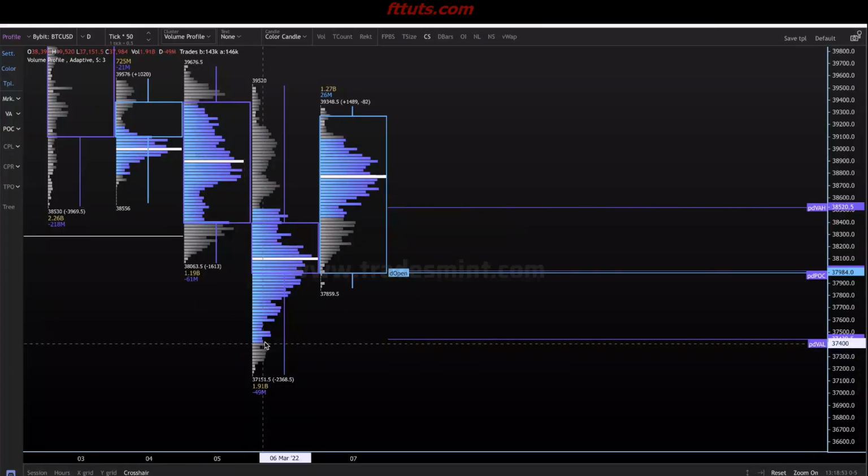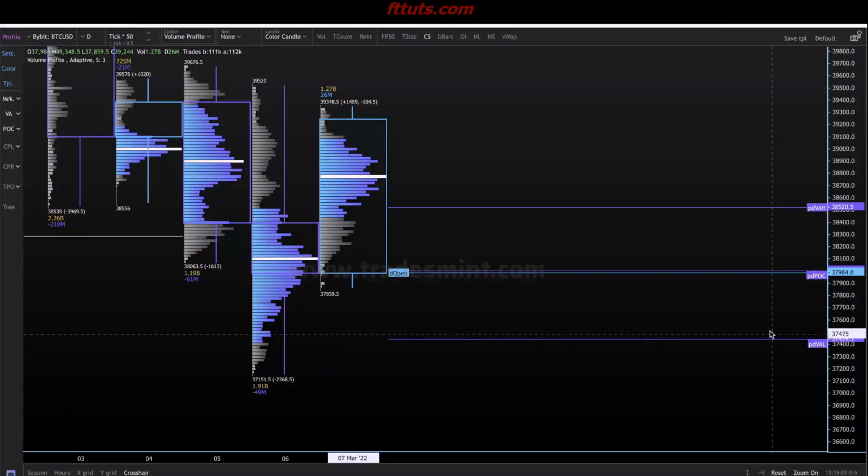Okay, so what this means is that yesterday's value area high was right here at 38,500. Yesterday's value area low was right down here at 37,439. And so these purple levels are telling us those values for yesterday's session range. Okay, also the highest volume node, which is that point of control.